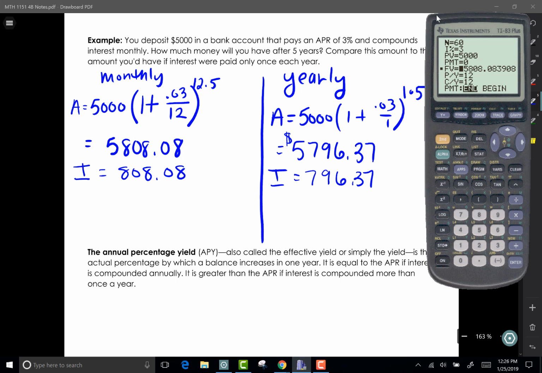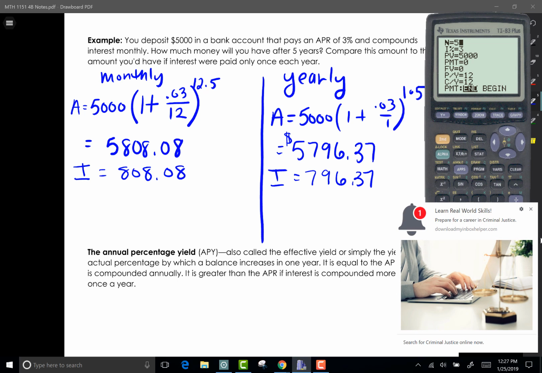Okay, now let's do the same thing and we'll check our answer for yearly. Yearly means my big N is going to change. My big N now is going to be 5. If it's yearly for 5 years, I'm going to have a total of 5 times that I'm compounding.